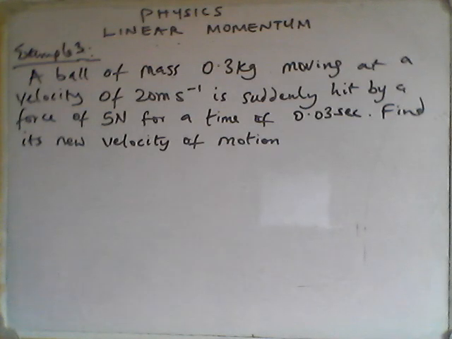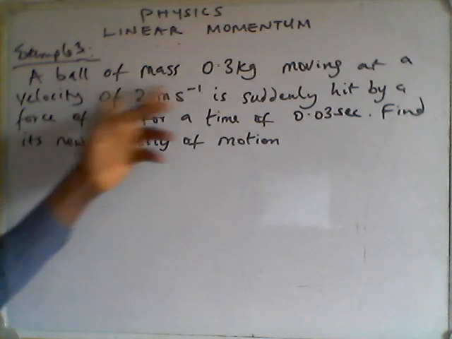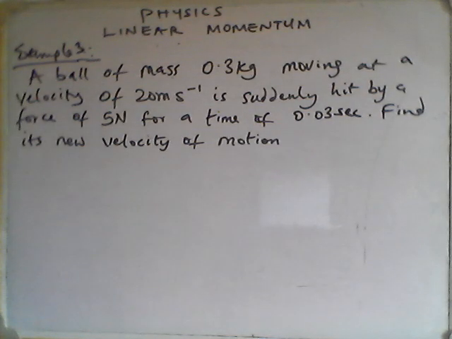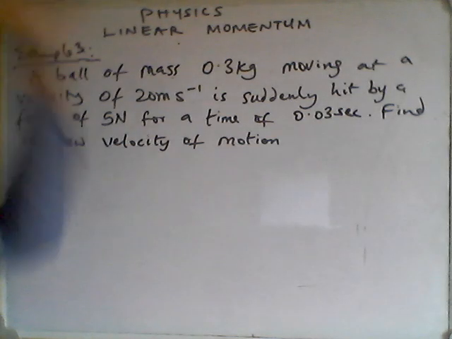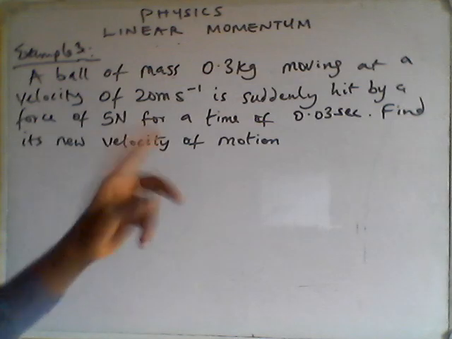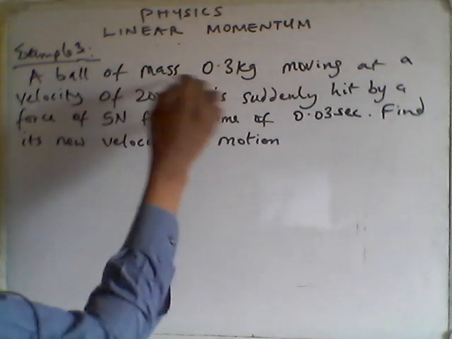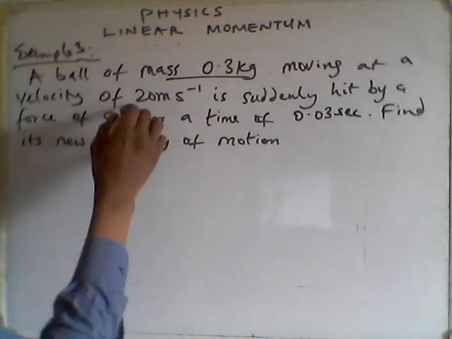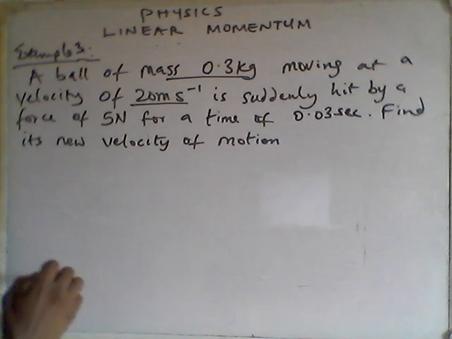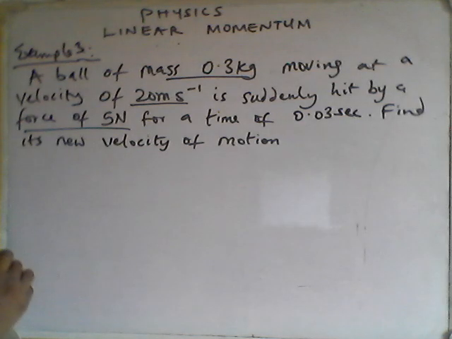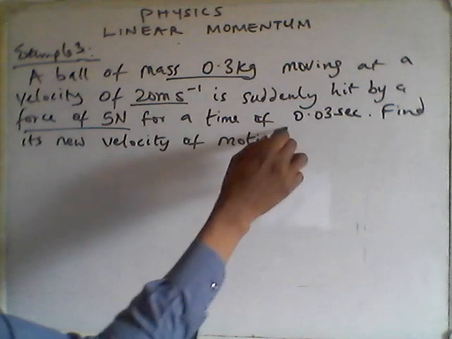Okay, so I have on the board question 3. It says a ball of mass 0.3 kg moving at a velocity of 20 meters per second is suddenly hit by a force of 5 Newton for a time of 0.03 seconds. Find its new velocity of motion. Now in the question we are given the mass of a body, the velocity of that same body, and a force F hits that body for this time.